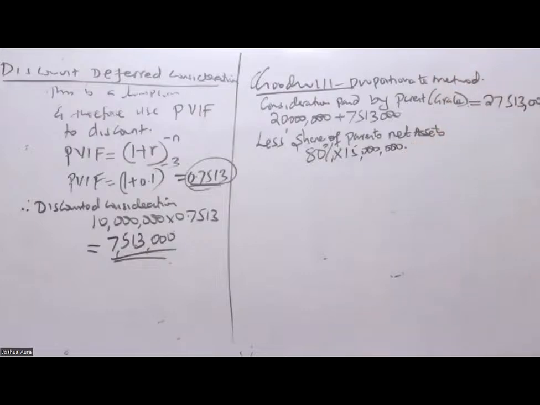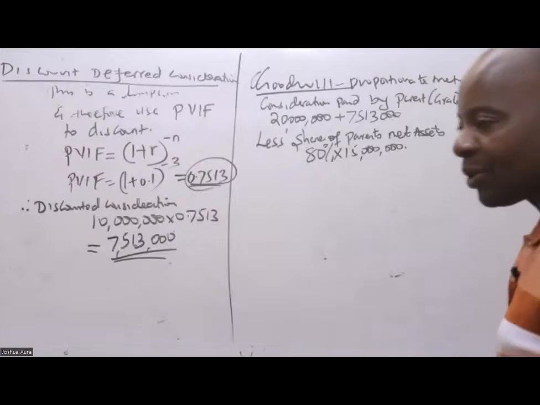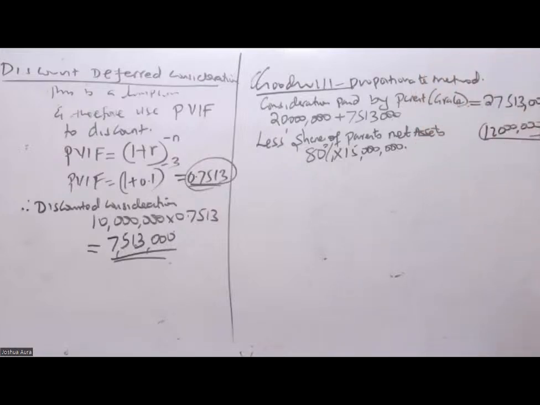80% of 15 million. Is there somebody who can give us this figure? 12 million. So then you come here and subtract very fast.